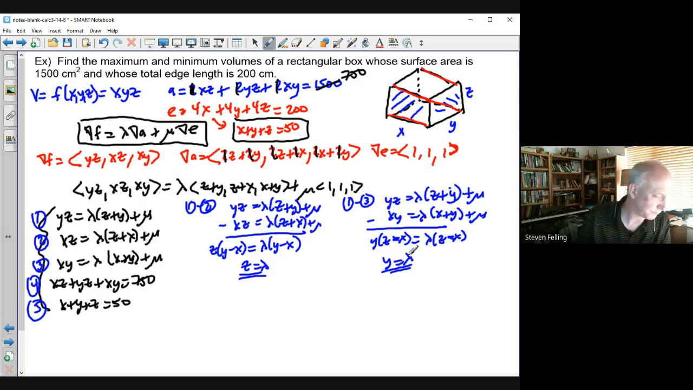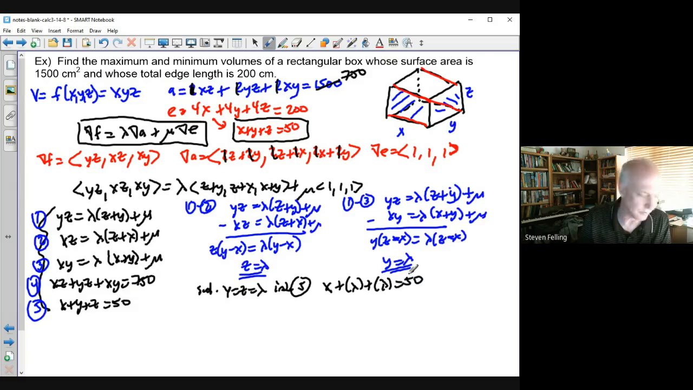That's kind of interesting. Okay, what I could do is, now that I know that, I could start substituting for z and y in the other equations. So first, let's substitute into number 5. So maybe I'll change colors here. If I substitute y equals z equals lambda into equation 5, then I'm going to get x plus y, which is lambda, plus z, which is lambda, equals 50, right? And that means that x is equal to 50 minus 2 lambda. So I've got a relationship between x and lambda.